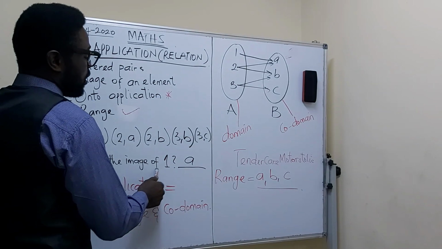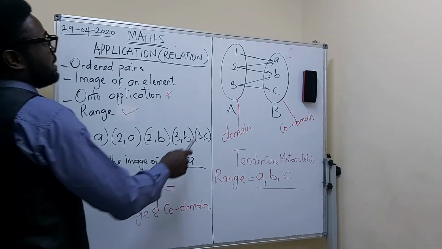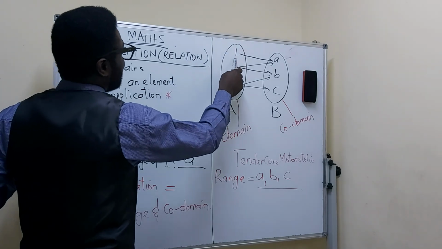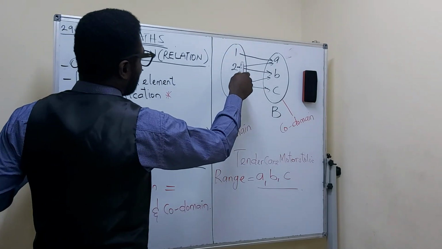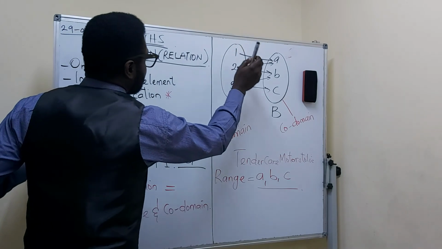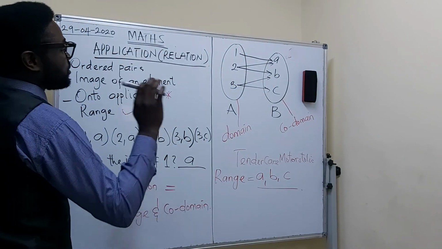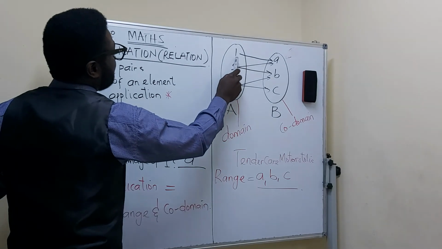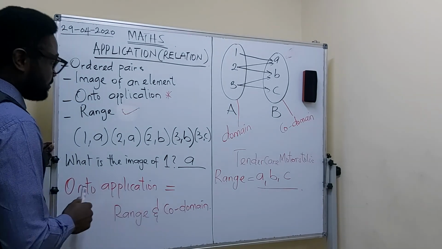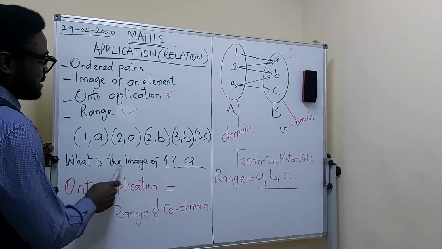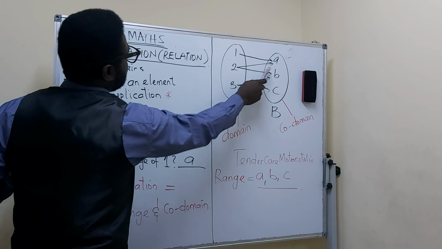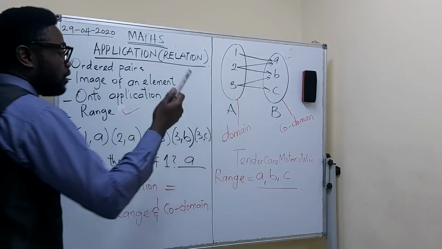What is the image of 1? We said image of an element is that very element in the codomain that an arrow goes out to. It means the image is any element touched by an arrow pointing from the domain to the codomain; that element is the image of that element in the domain. Now, what is the image of 1? That's an example we tried. Image of 1 here is A, and image of A here is also 1.